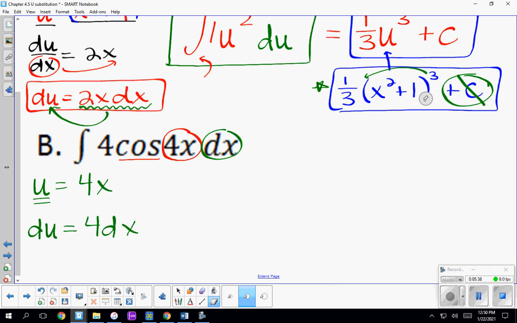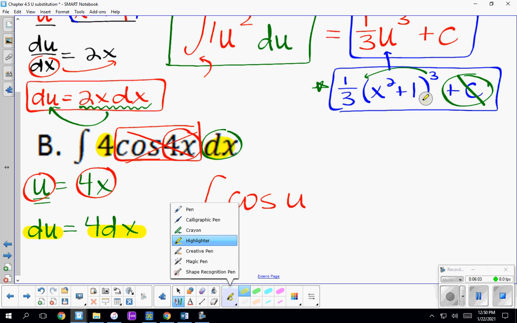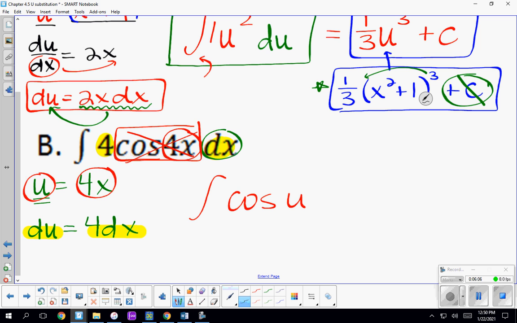So now I'm going to use the process of u substitution to make my problem easier. So cosine of 4x becomes the cosine of u. All I did is swap out 4x and replace it with a u. So this is now taken care of. I still need to replace the 4 and the dx, and I just so happen to have that right here, and I know that's equivalent to du. So I can make a substitution. I can swap out the 4 and the dx and replace it with du. Now I have a nice function that I can go ahead and integrate.